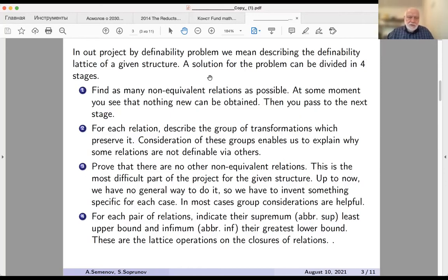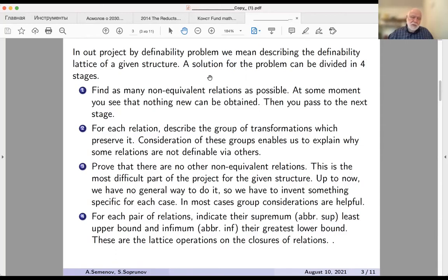Okay, then you're going to the next stage. In this case, you use the idea of geometry. Geometry is very powerful, and remember the Klein Erlangen program, where you use transformation groups which keep invariant this or that relation. And so for each relation we discovered, we construct a group of transformations.